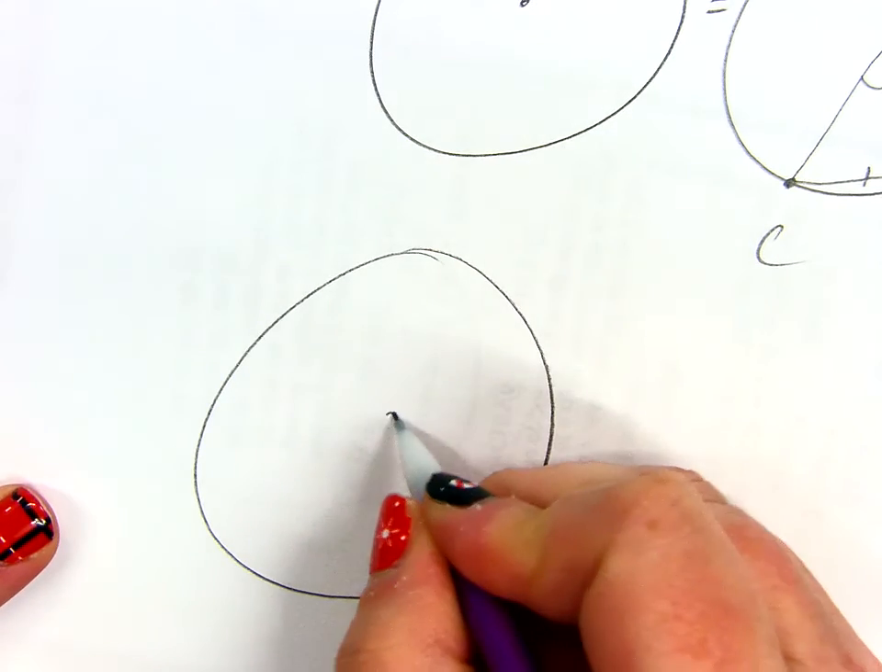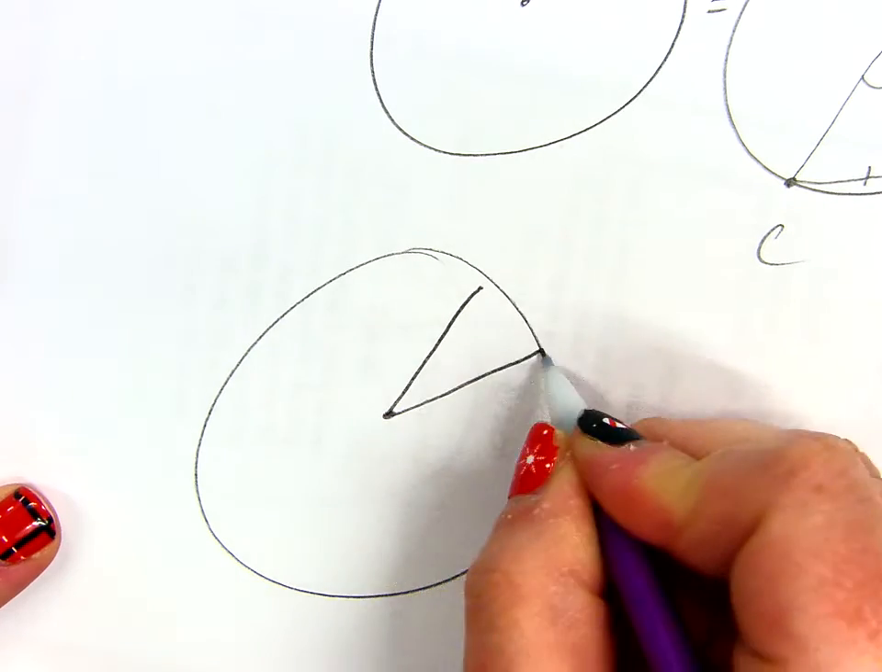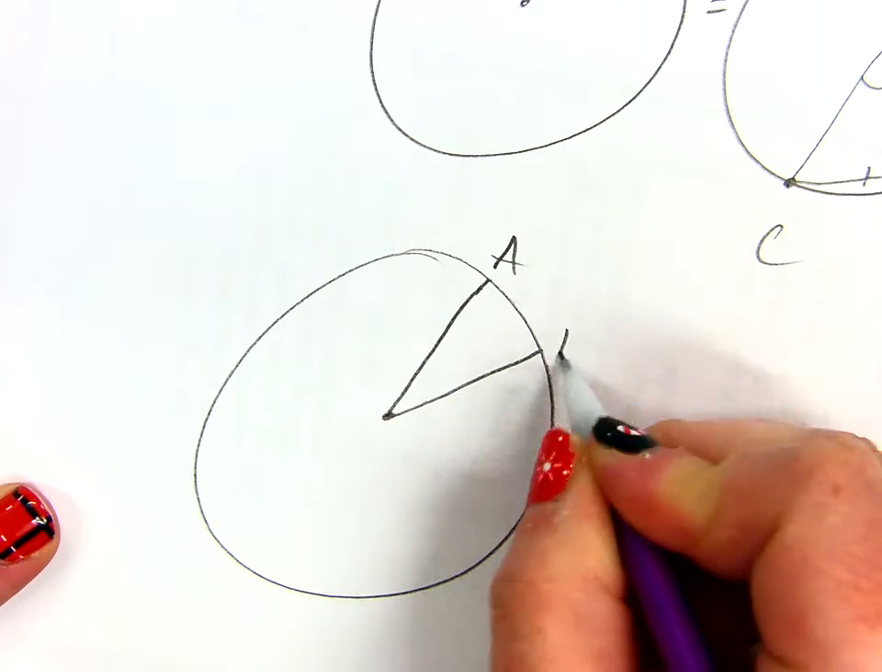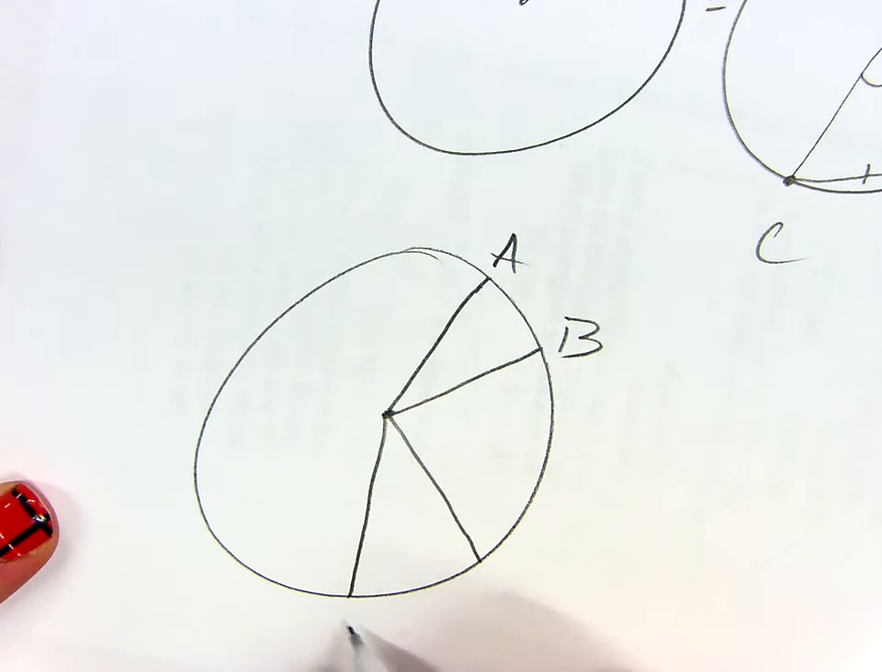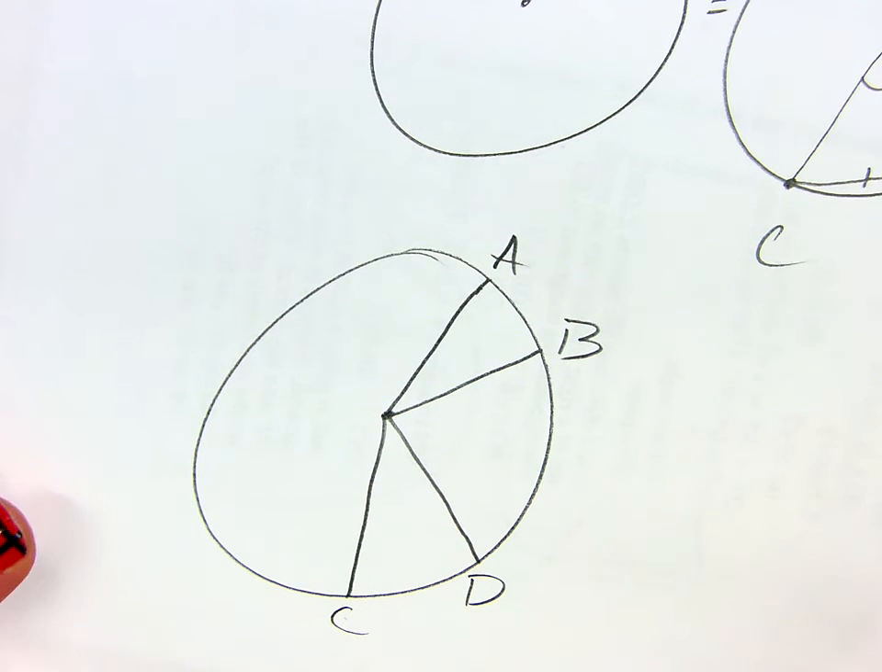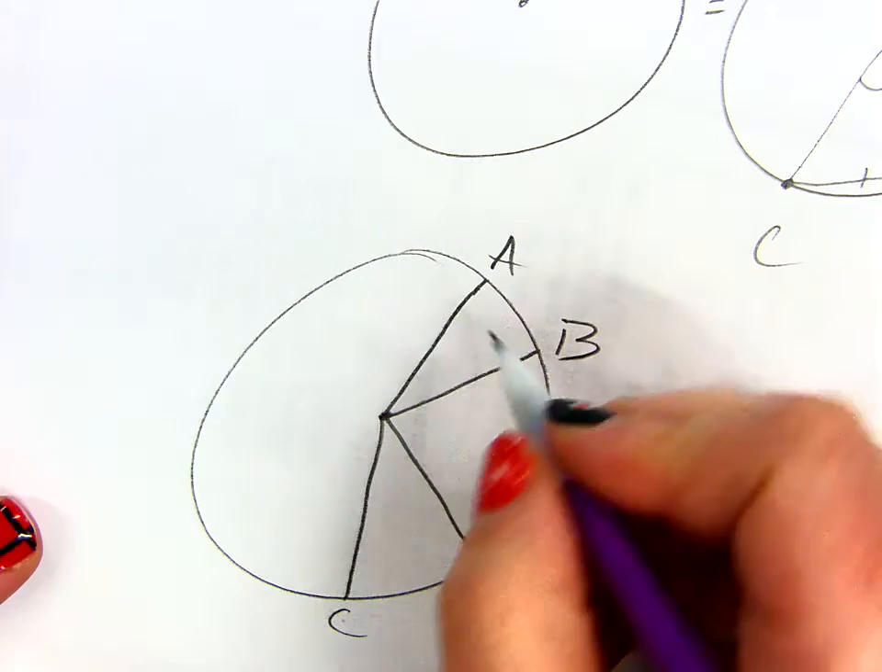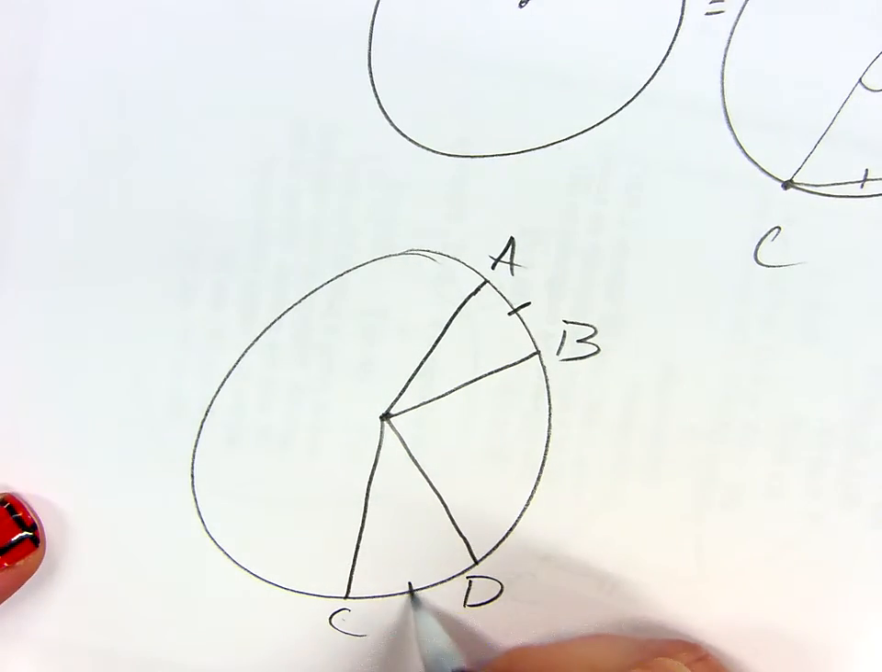So check this out. So real quick, if I knew in just this circle that, let's see, what should we do this time? Let's say I knew that the arcs were congruent to start off with.